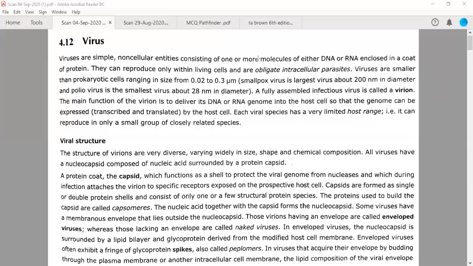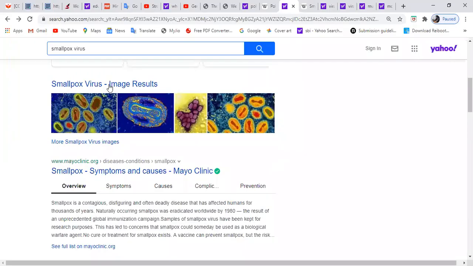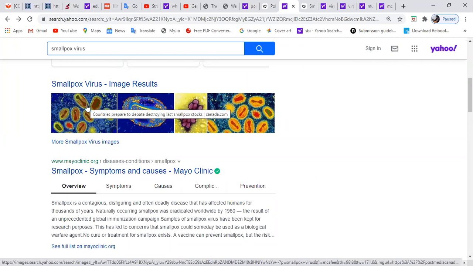Now, viral structure. You can classify viruses depending upon their size, their shape, and their chemical composition. As we have discussed, there are two types of viruses, one is smallpox and the second one is poliovirus. See here, I'm going to show you the structures as well. This is a smallpox virus. It has a brick shape. You can see these brick-shaped particles, smallpox viruses, and they are enveloped, right? They have a plasma membrane coat outside their nucleocapsid, which they have taken from the host plasma membrane.